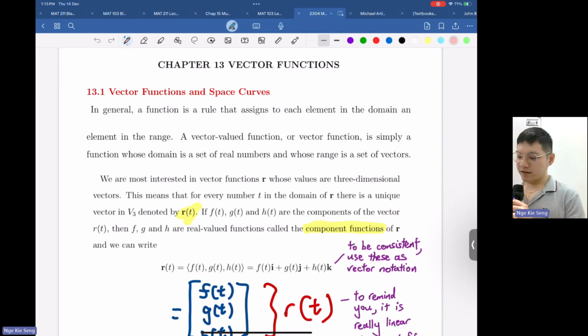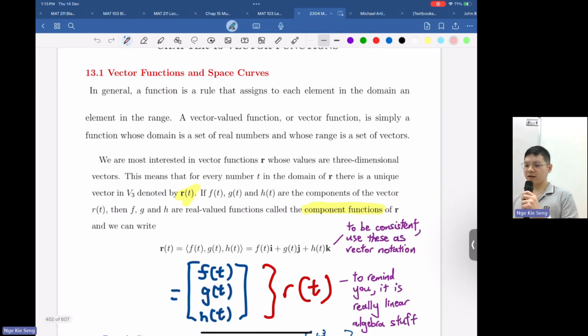Then we will consider this vector valued function, which we call a vector function. Vector valued, what is value? Value is a number. What does this function give you? The value of this function is a vector. So what's the domain? The domain here is a set, maybe a set of real numbers, and then the range is a set of vectors. This is a vector function.